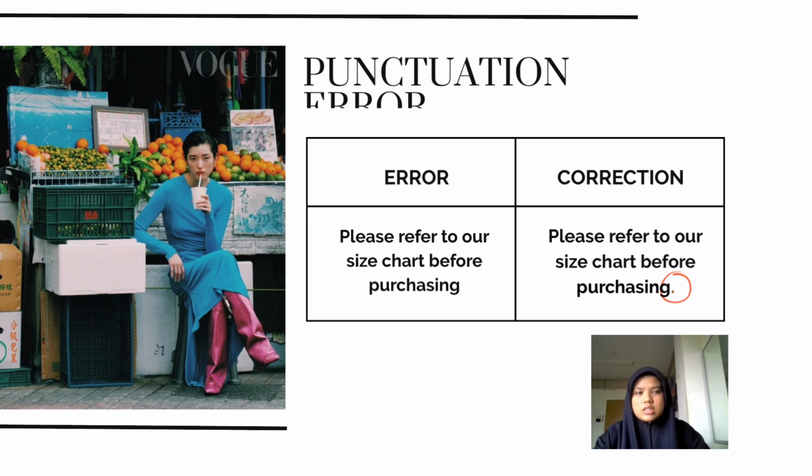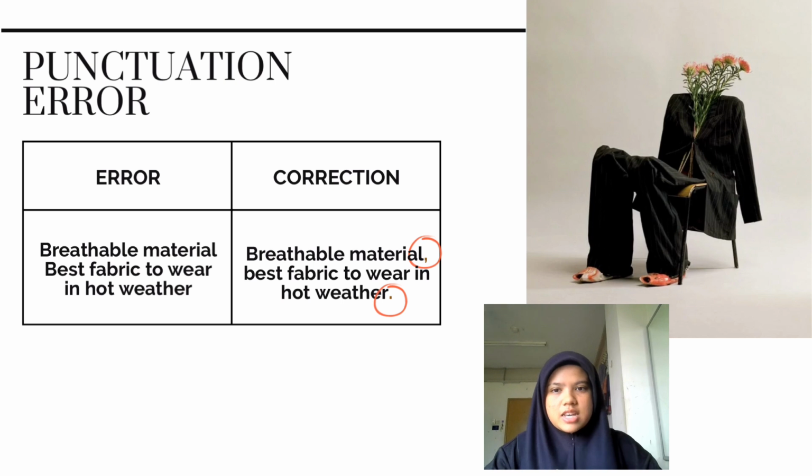So that is a punctuation error, because a sentence needs to have a full stop at the end of it to indicate that it's the end of the sentence, so it doesn't confuse the readers. As you can see in the slide, "breathable material, best fabric to wear in hot weather." Well, it sounds weird, right? Because a comma and a full stop are missing in the sentence. A comma is needed after "material" to separate the descriptive phrase, and a full stop is needed to complete the sentence. Without the full stop, the sentence is incomplete.